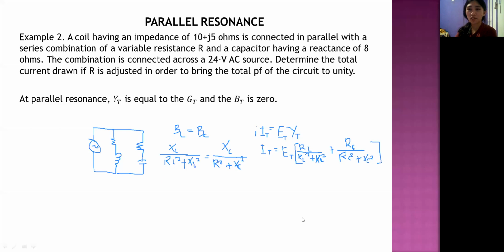So for the second example of parallel resonance, we have the given problem. A coil having an impedance of 10 plus j5 ohms is connected in parallel with a series combination of a variable resistance R and a capacitor having a reactance of 8 ohms. The combination is connected across a 24 volts AC source. We're asked to determine the current drawn if the R is adjusted in order to bring the total power factor of the circuit to unity.